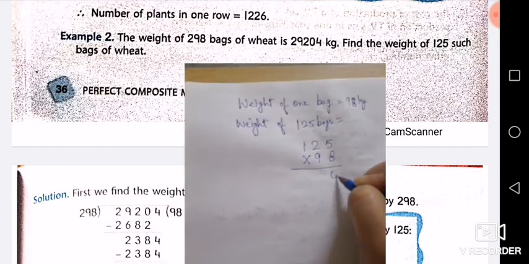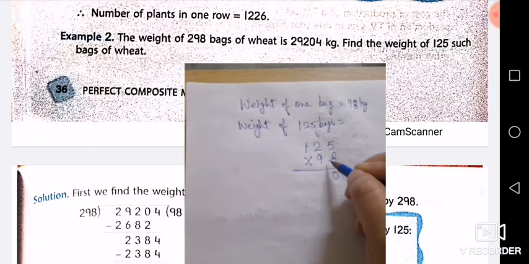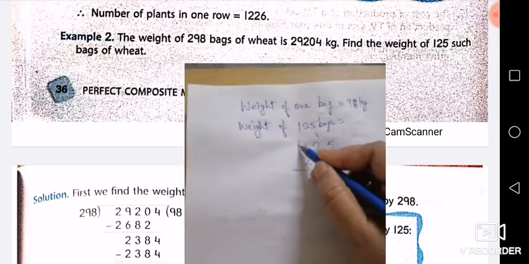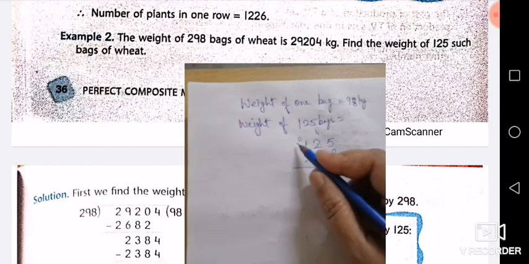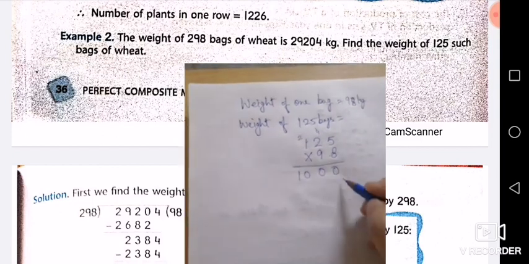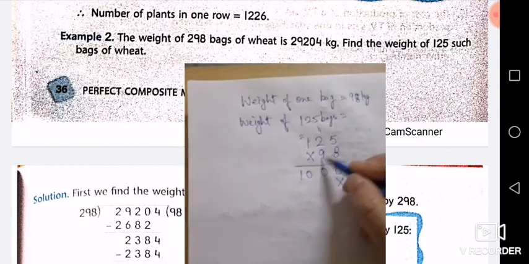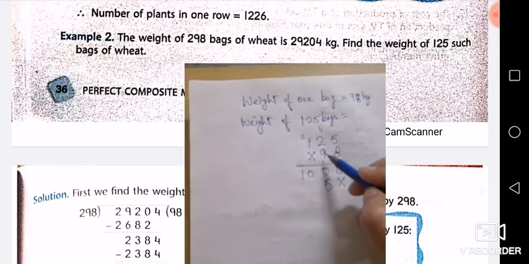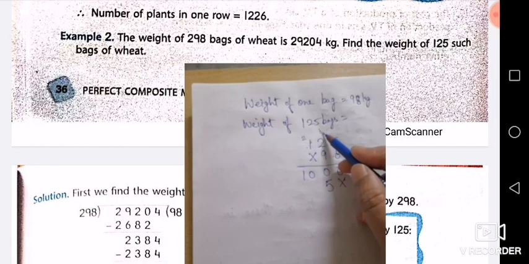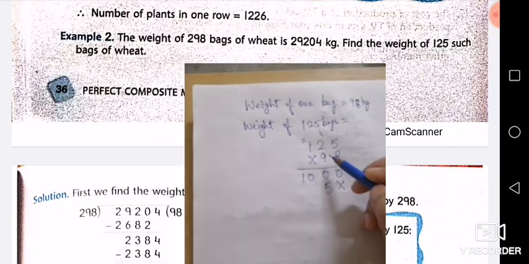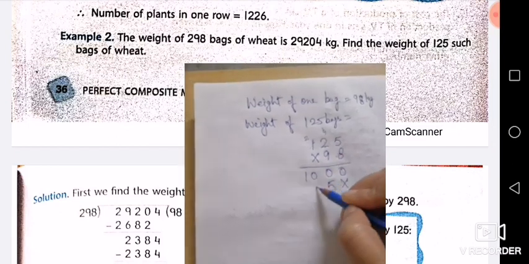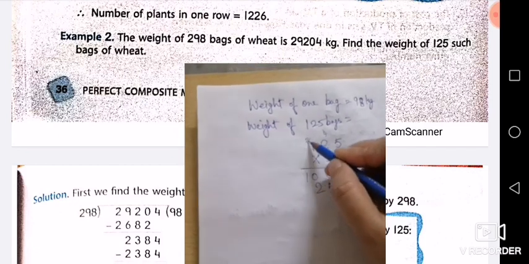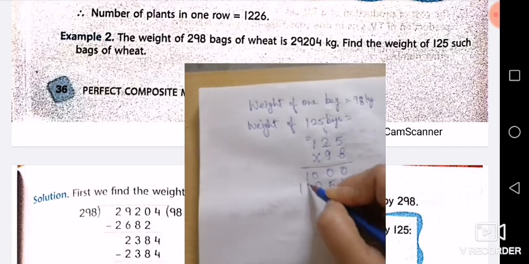8 5s are 40. 4 we will write here. 8 2s are 16 plus 4 20. 0 we will write here, 2. 8 1s are 8, 9, 10. Now we will do it with 9. 9 5s are 45. We will write here 5. 4 will be carry. 9 2s are 18 plus 4, 19, 20, 21 and 22. We will write here 2 and 2 will be carry. 9 1s are 9, 10 and 11. 11 we will write here.